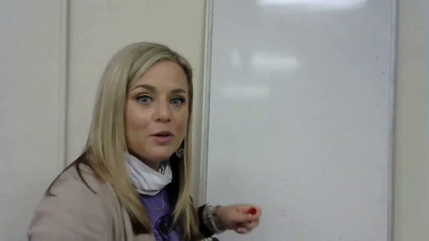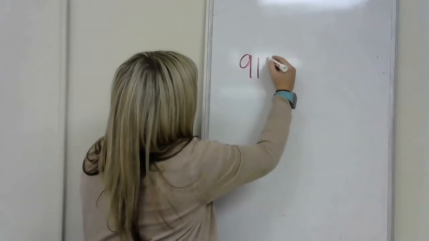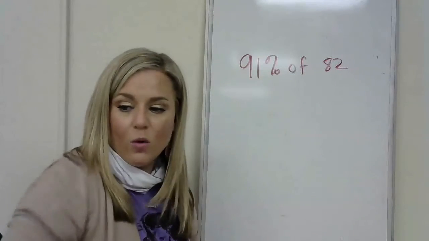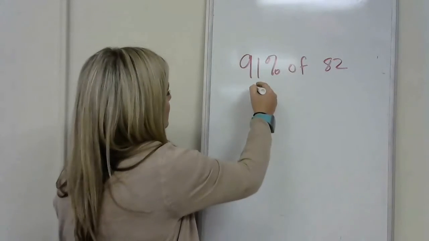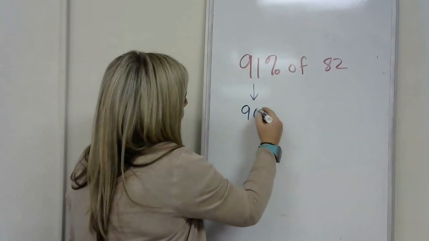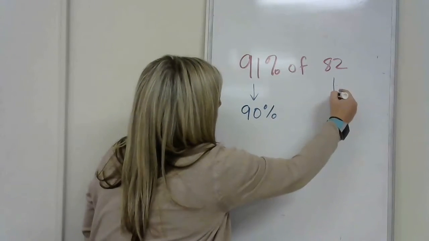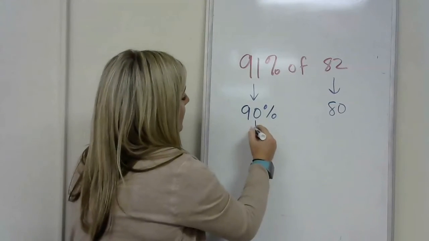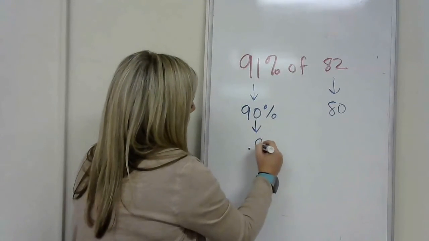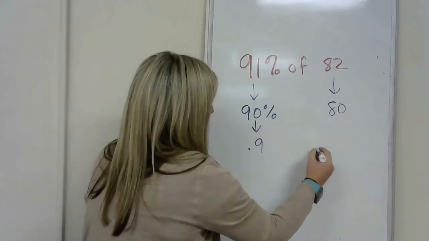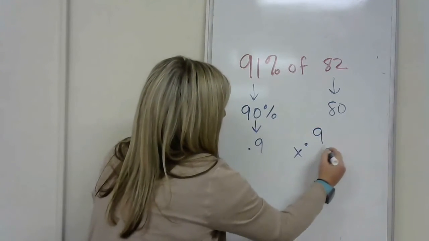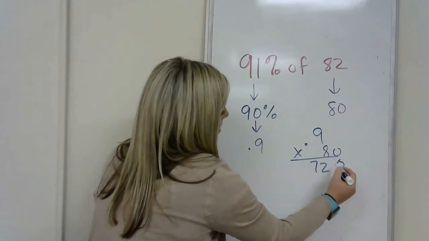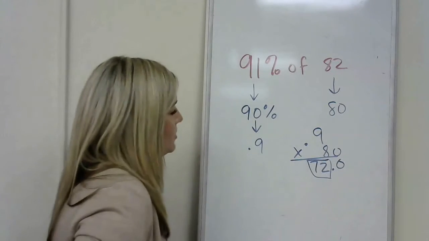We are doing 91% of 82. Now I'm going to round my 91% down to 90%, and I'm going to round 82 to 80. That's easier to work with. I'm going to then turn my 90% into 0.9. Now I'm going to do 0.9 times 80, and I'm going to leave that zero off again. 9 times 8 is 72. Bring my decimal over, and the answer is 72.